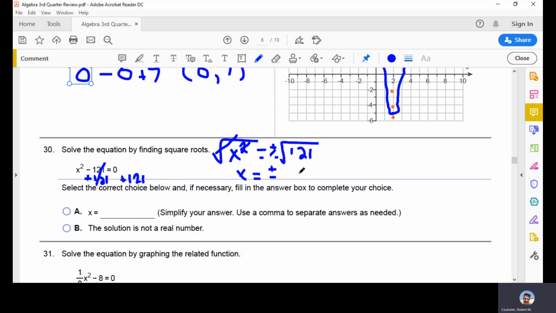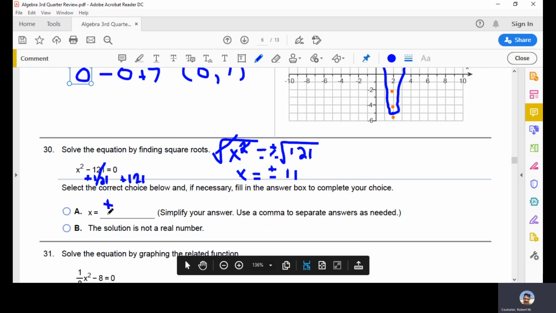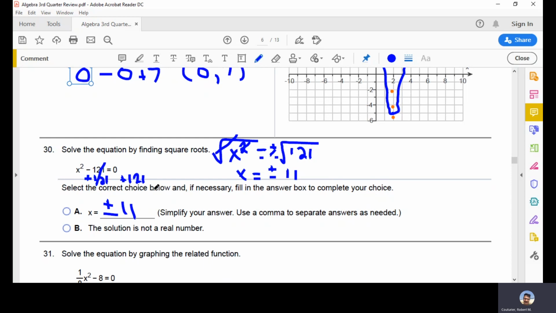Well, the square root of 121 is 11. It's a perfect square. 10 times 10 is 100. 11 times 11 is 121. 12 times 12 is 144. So there we go. Our answer, plus or minus 11. And think about this. 11 times 11 is 121. Negative 11 times negative 11 is still going to give you 121. So that's why we're taking into account this plus or minus.